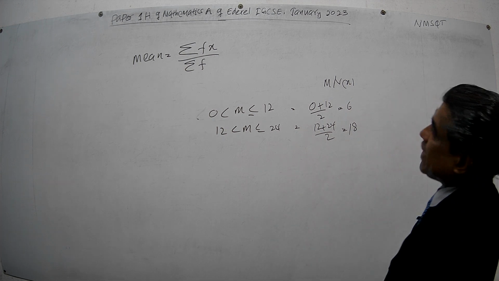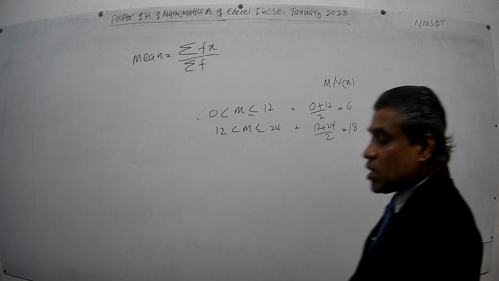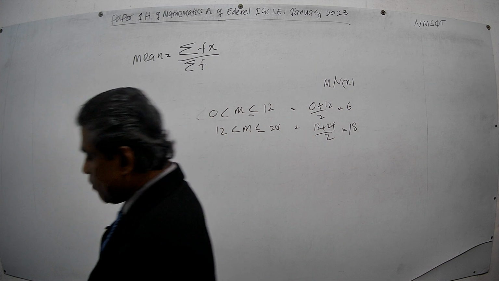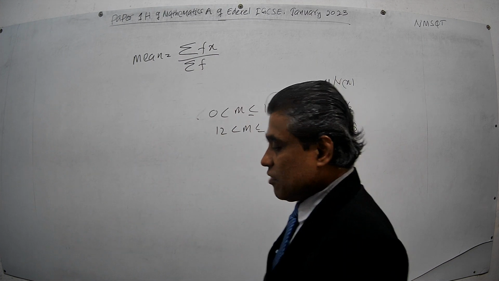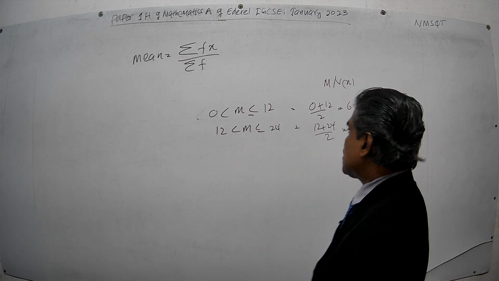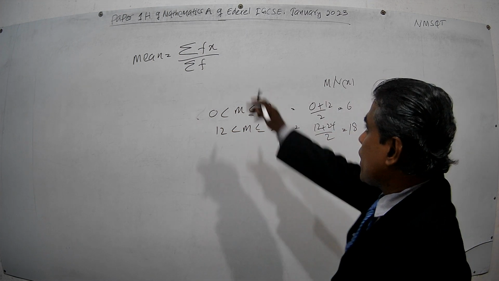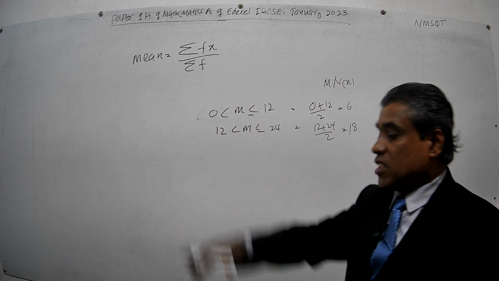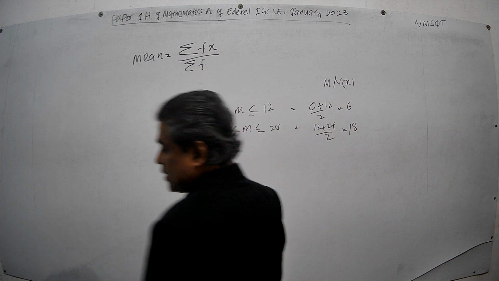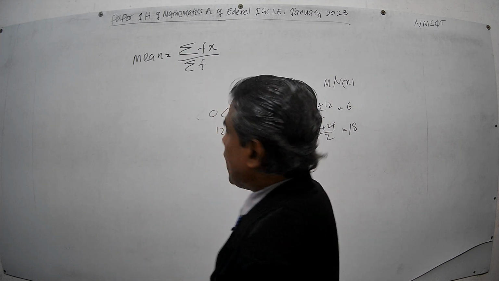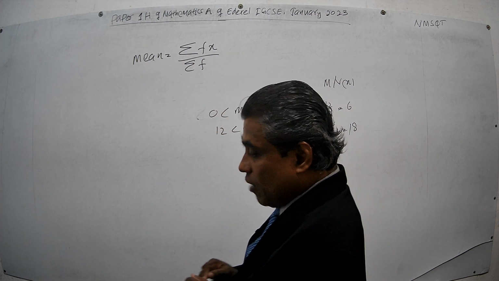You multiply the mid values by the f value. The f value is the frequency of each class interval. You multiply the mid value of each class interval by its frequency to get the fx value, and add all those fx values. That is how you get sigma fx, the total of the fx values. Then we will see how we do this.